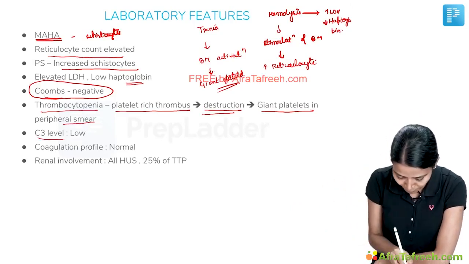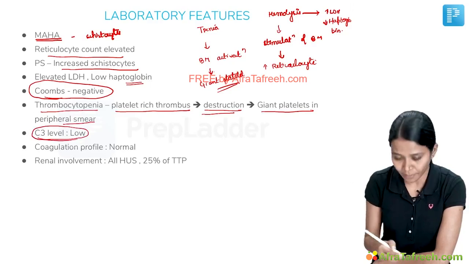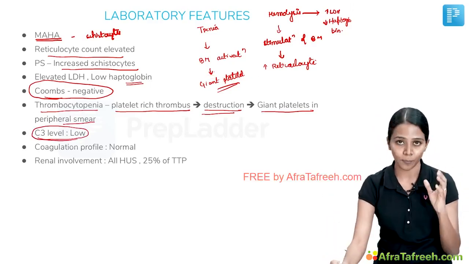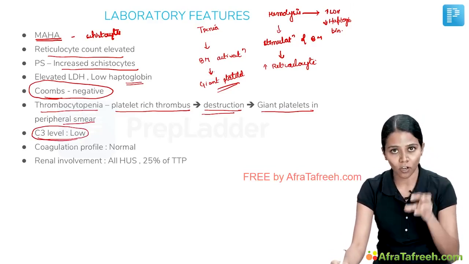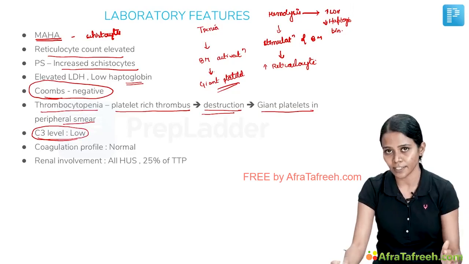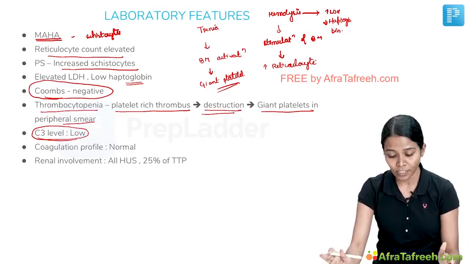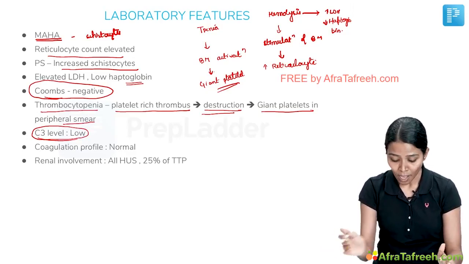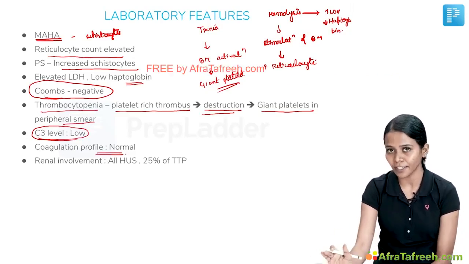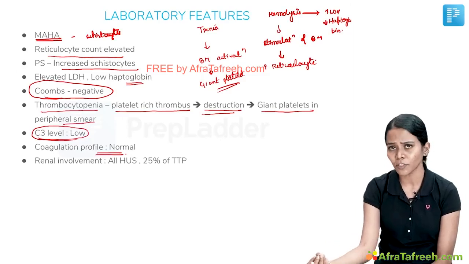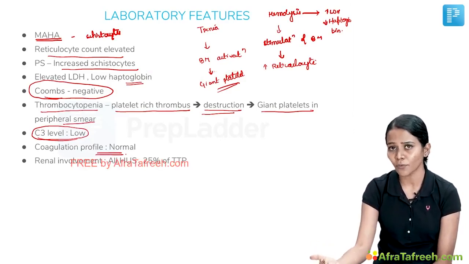Now, when we do complement level, C3 level is low. Later, we will see that C3 is an important thing which initiates this, okay, because C3 is not regulated, C3 is getting activated excessively, only then these problems happen. So, C3 is going to be low and coagulation profile is going to be normal, that there is not going to be anything like a DIC, that it's all small thrombus. So, there is no consumption of all these, it's actually a platelet rich thrombus. So, there is no consumption of coagulation factors like in a venous thrombosis, right?